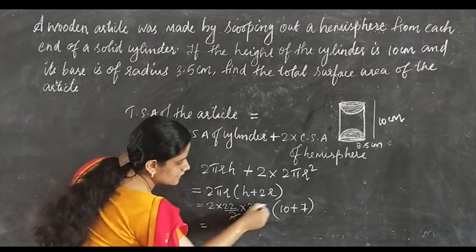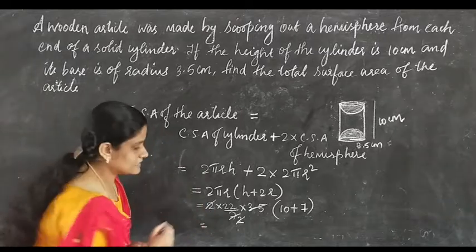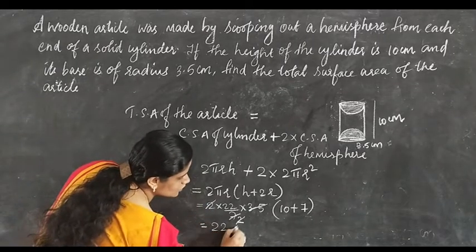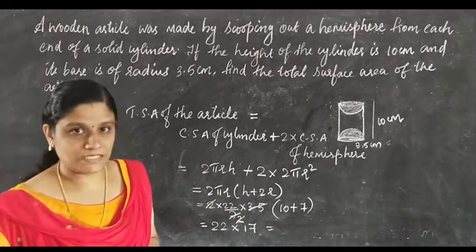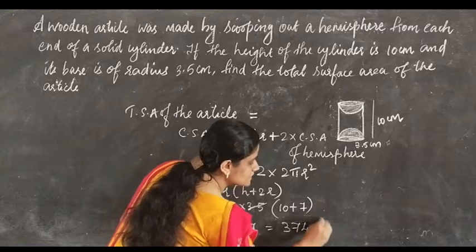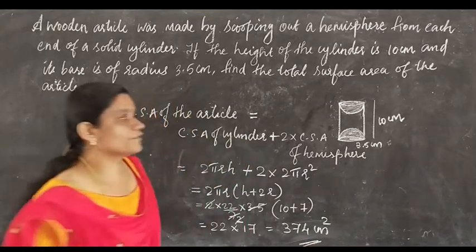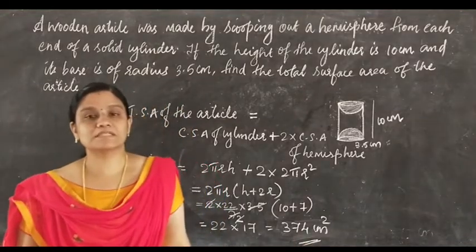7 and 3.5, 2 times. 2 and 2 will get cancelled. So what do you have? 22 into 17. What is 22 into 17? Yes, you get 374 centimeters square. Therefore, the total surface area of the article is equal to 374 centimeters square.